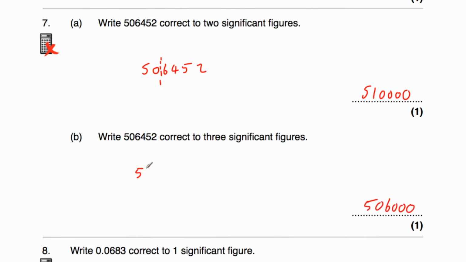Alternatively, we could write down our 506452. We want to round it to three significant figures. That means we want three digits followed by zeros. So we're going to look at our fourth significant figure, which is a 4. Because it's a 4, we don't round up, we round down. So answer would be 506,000.